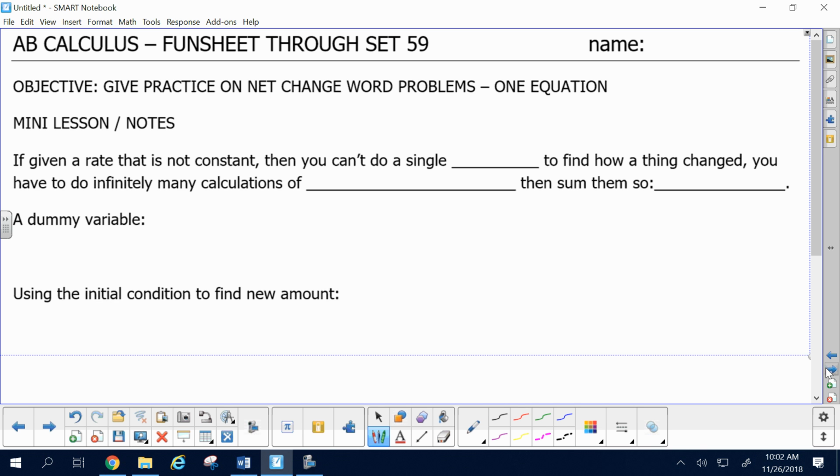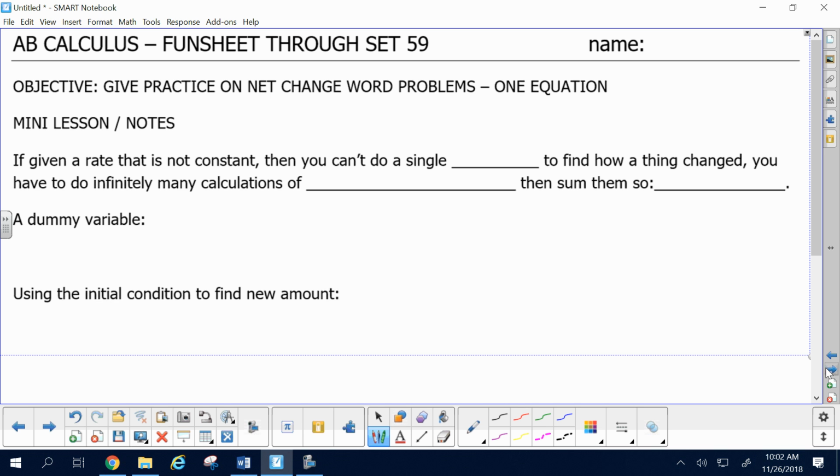I didn't make this a full note sheet. I guess I should have, but it's not really in the book. It's me throwing in. Some books call it the total change theorem, the net change theorem. Some books just call it fundamental theorem. But it is going a little something like this. If you're given a rate that's not constant, then calculus is called for.